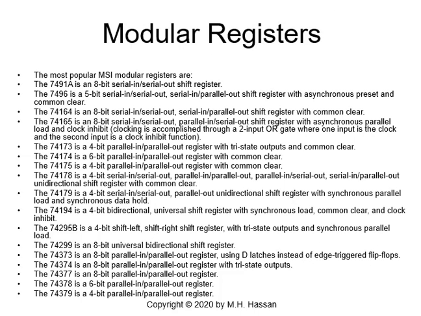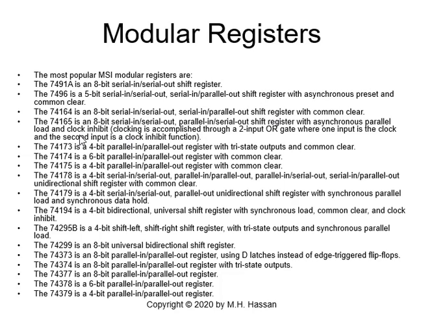Now, modular registers. The most popular MSI modular registers are the 7491A, which is an 8-bit serial in serial out shift register. We have another modular shift register, the 7496, which is a 5-bit serial in serial out, serial in parallel out shift register with asynchronous preset and clear and common clear. The 74164 is an 8-bit serial in serial out and serial in parallel out shift register with common clear.